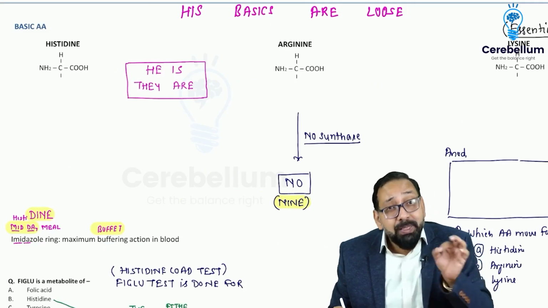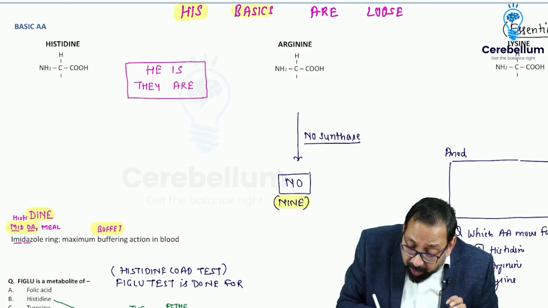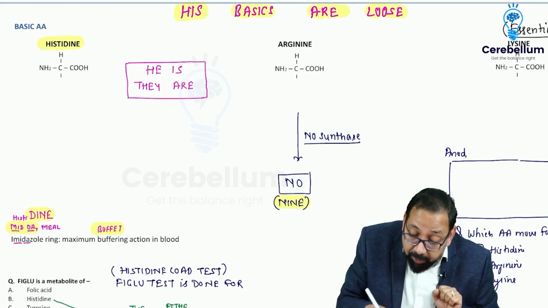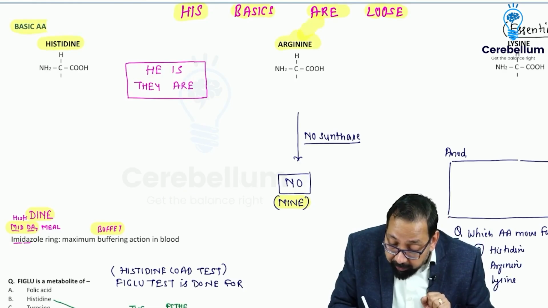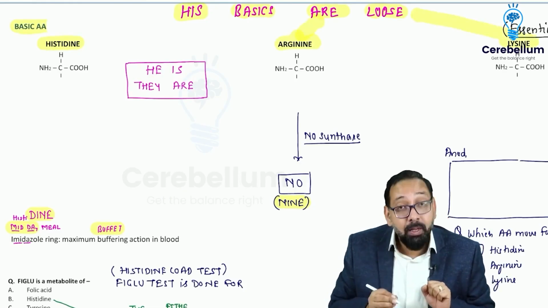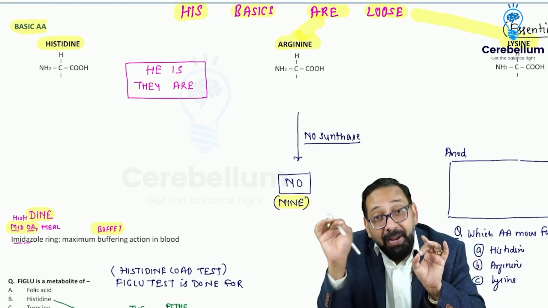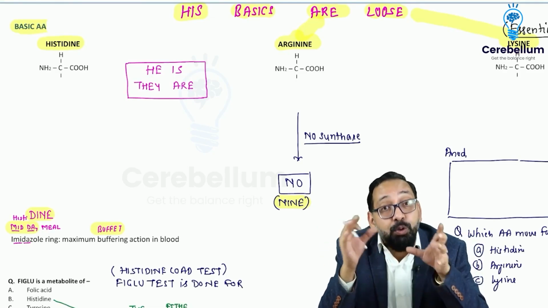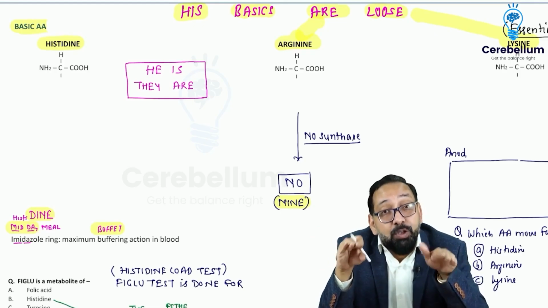Now we come to basic amino acids, and the mnemonic for this is: his basics are loose, his not yours. His for histidine, basic means basic amino acid, R for arginine, loose for lysine. Whenever you find the word basic, immediately think of the amino group, and the amino group joins with an H ion to acquire a positive charge. So these are basic amino acids, they have positive charge.